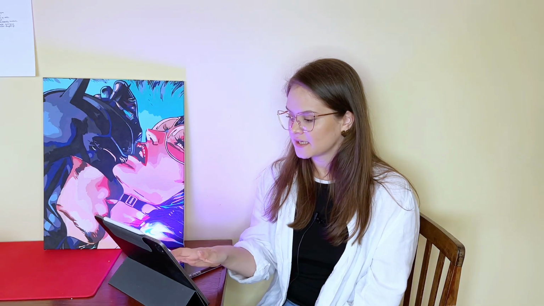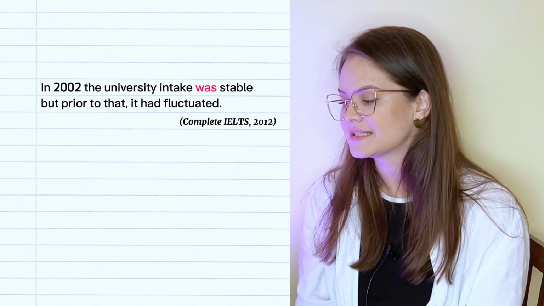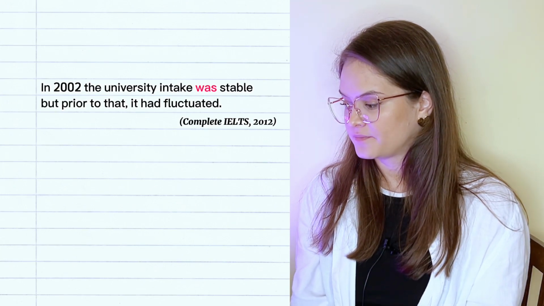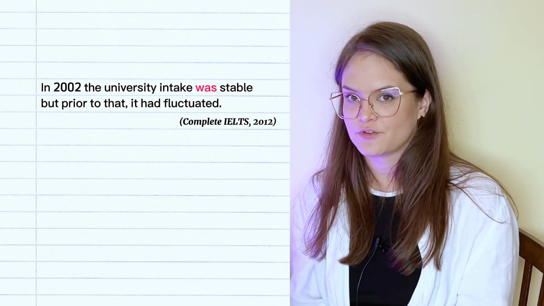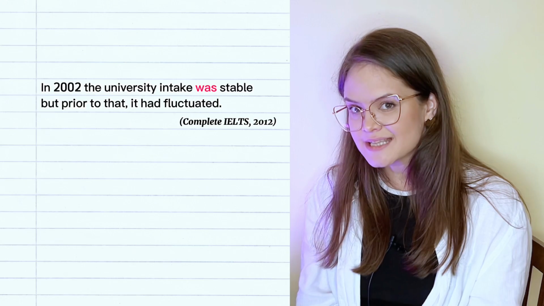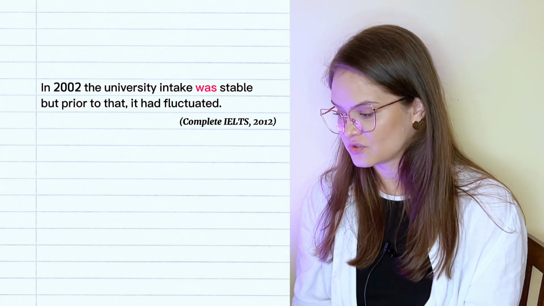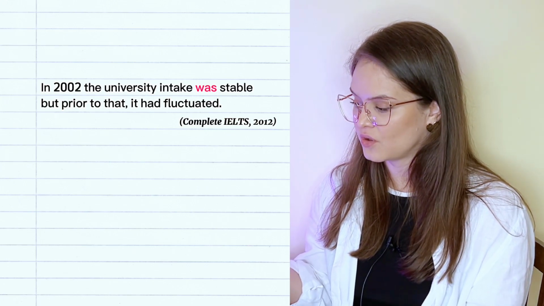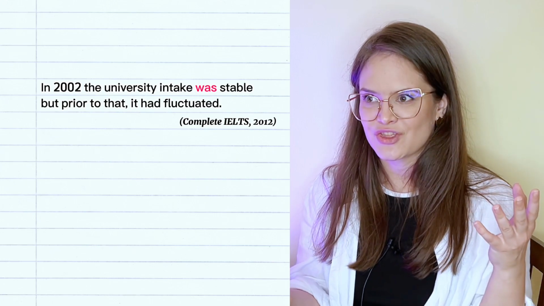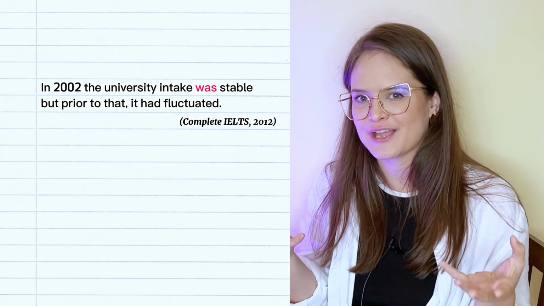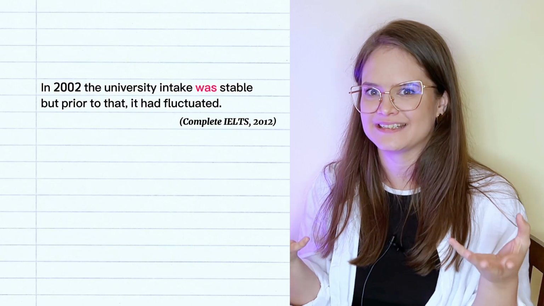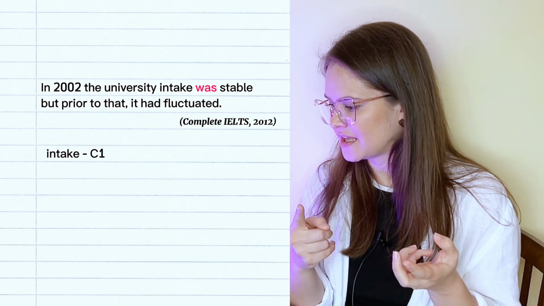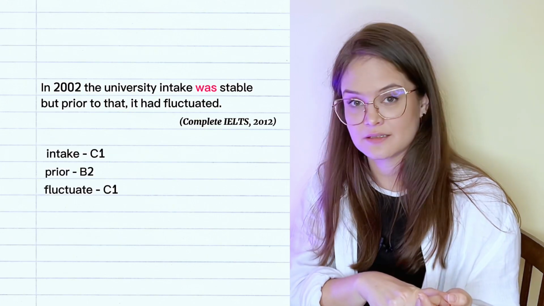So, for example, take a look at this sentence. In 2002, the university intake was stable, but prior to that, it had fluctuated. This sentence is dense with a variety of high-level vocabulary. Thus, it's not necessary to lay yourself out trying to substitute to be, which in this case actually plays the role of a facilitator between the weighted, if I might say so, quite heavy and dense vocabulary units, like for example, university intake, prior to that, fluctuated.